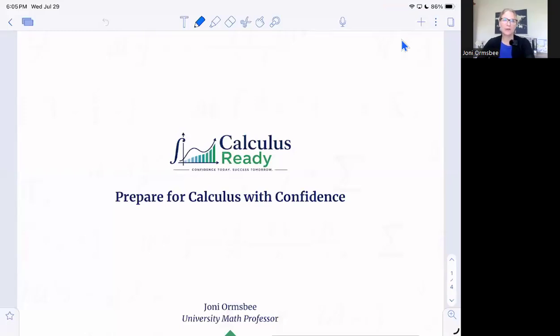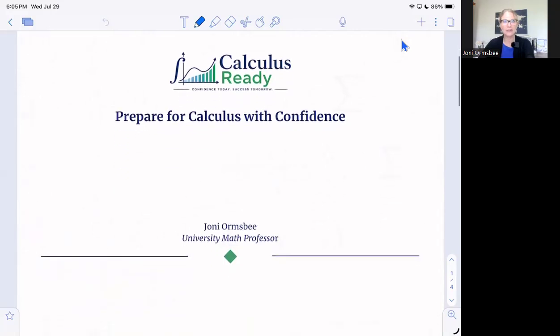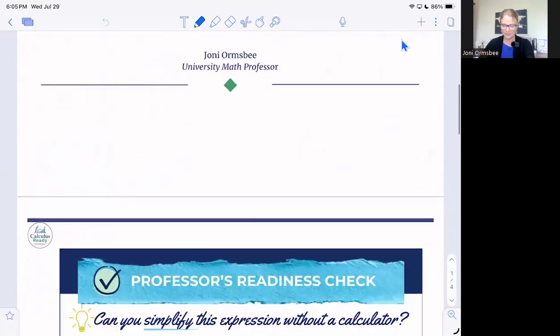Hi, this is Professor Ormsbee, and one of the things that I see each semester at the beginning of the semester is students struggling in calculus. And it's usually not because calculus is too hard or they aren't capable of figuring it out. It's because they're also struggling with a foundational skill that they are just a little rusty on. And so we're going to cover one of those skills today so that students can prepare for calculus with confidence.